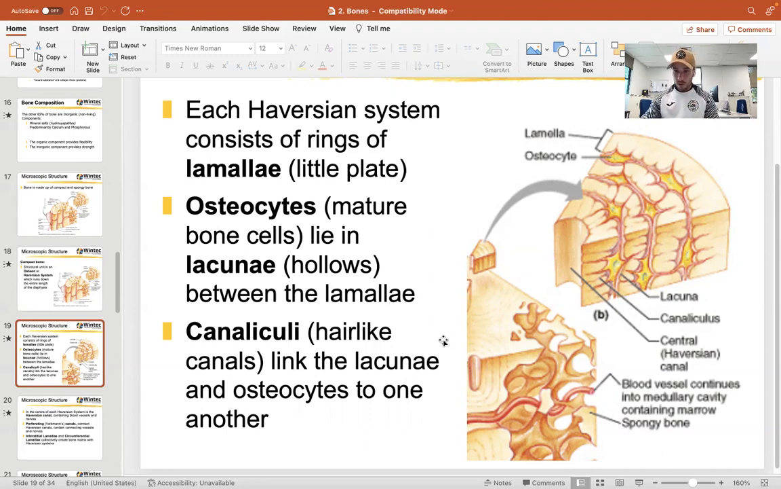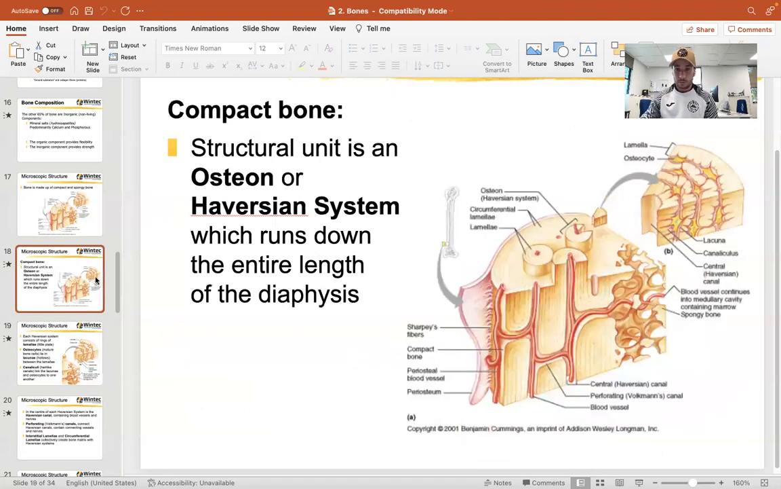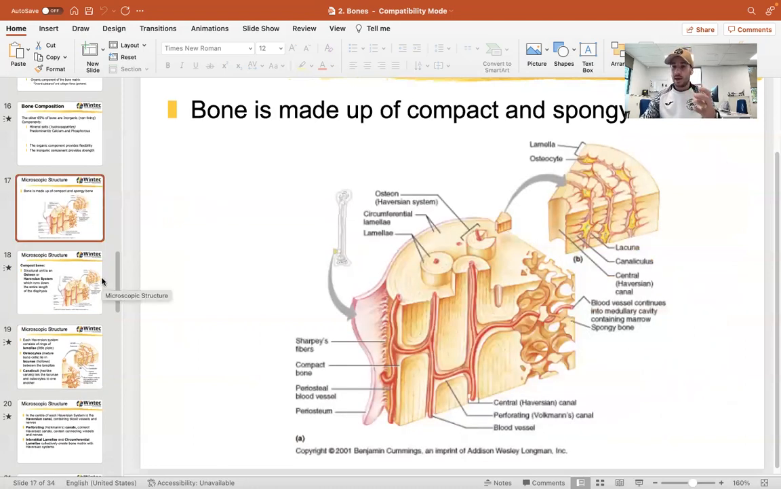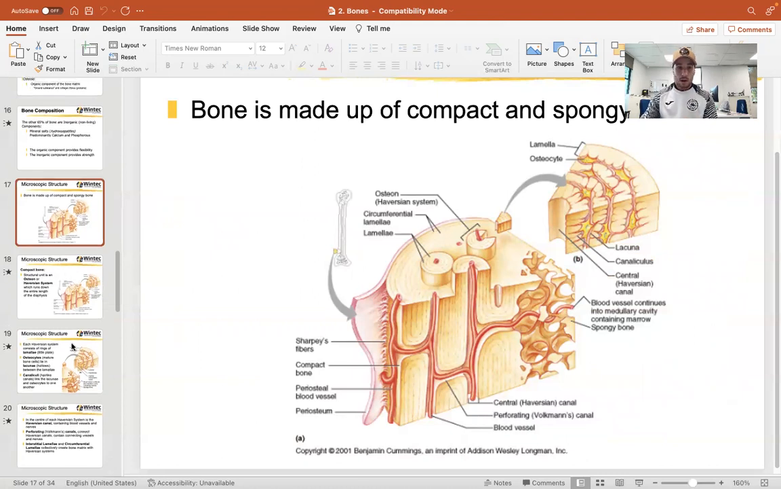And then we have the blood vessels that would then run from inside the spongy bone, where the yellow marrow is, into the osteon, right? And that's how we're able to get the blood from the spongy bone, so the bone marrow, into the bloodstream into the body. Right, so this is our microscopic view of what the compact and spongy bone looks like.